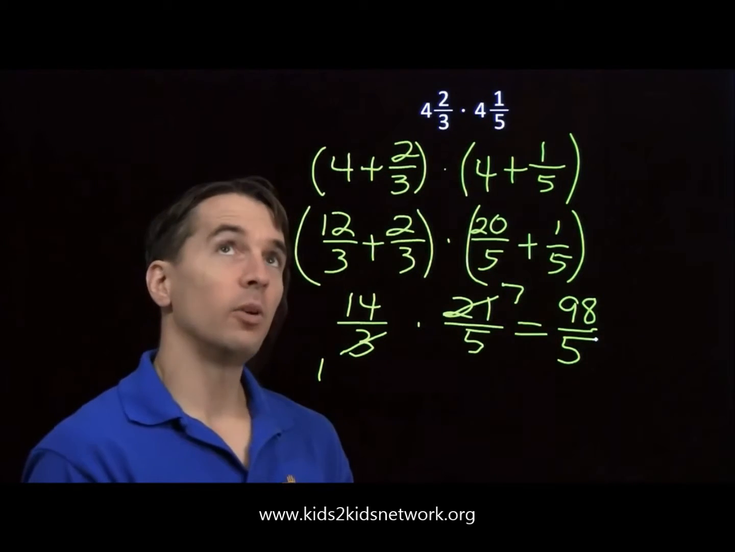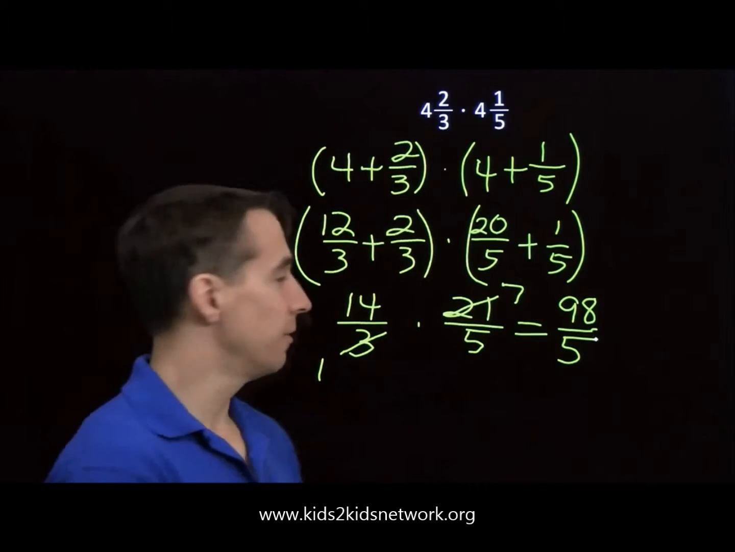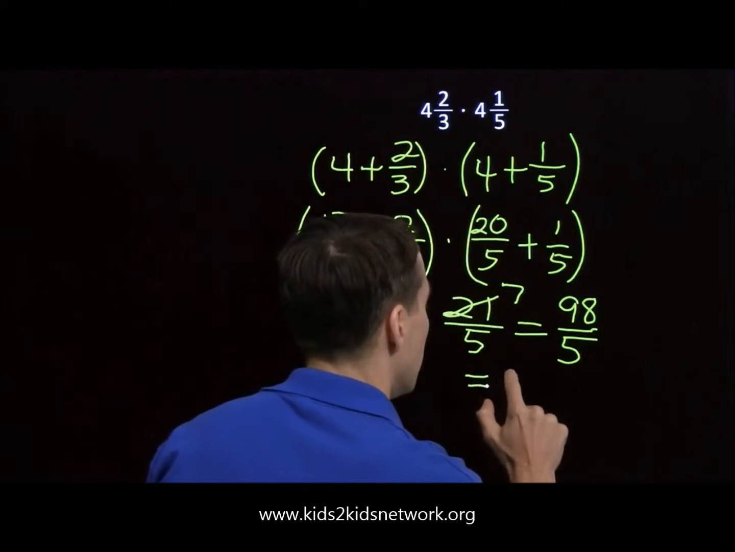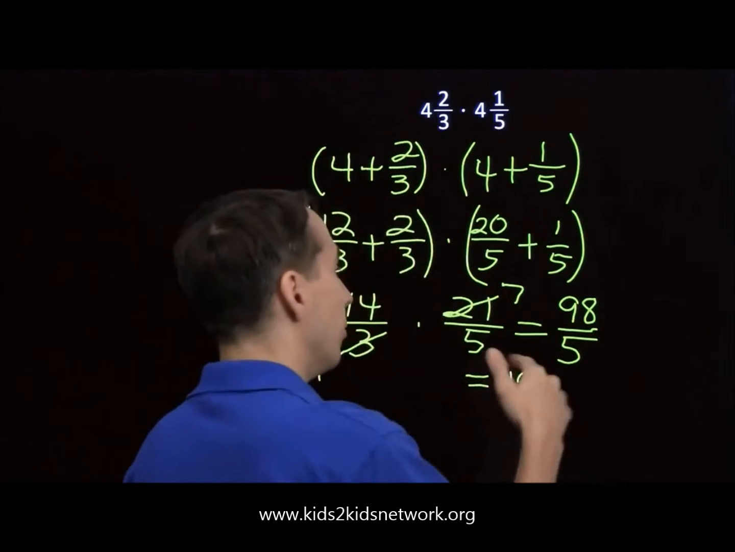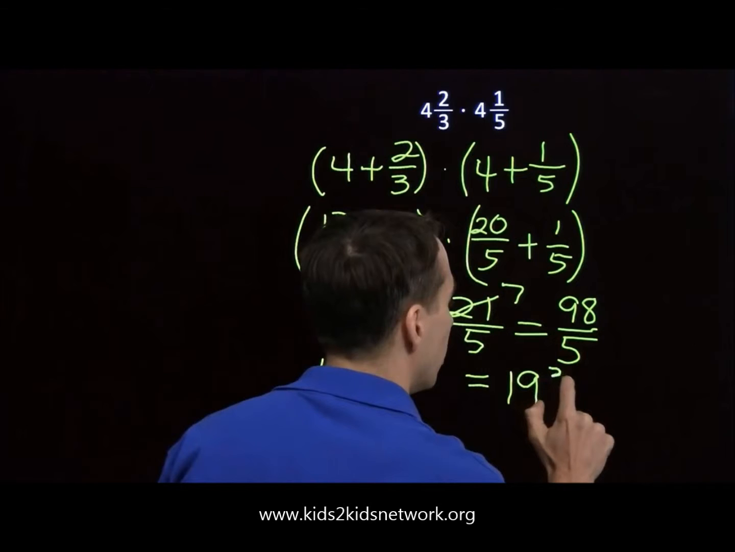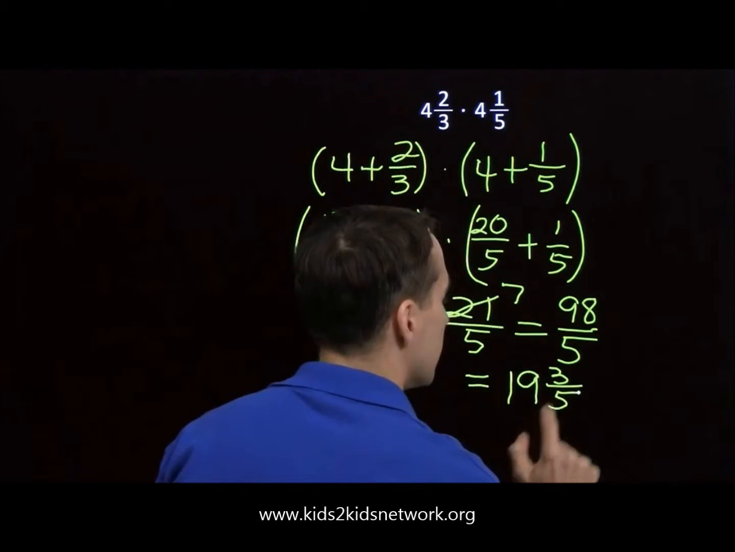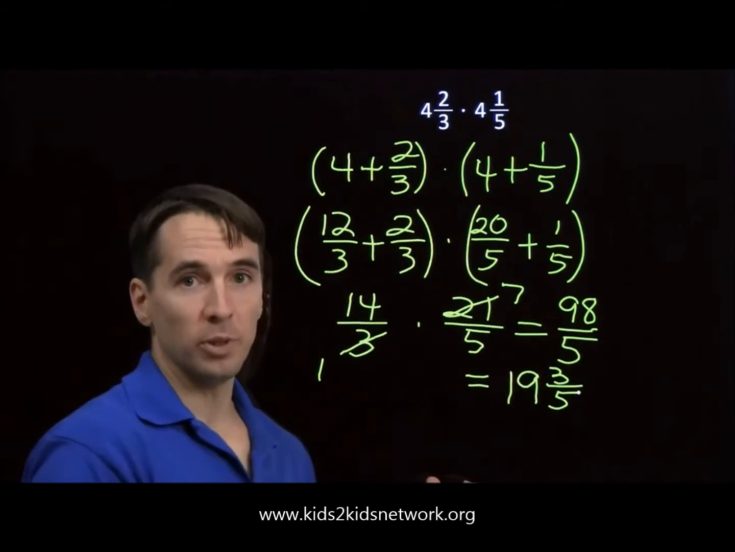5 goes into 98. Well, 5 times 19 is 95. So this is 19, and then from 95 we go up 3 more to get to 98. So this is 19 3/5.